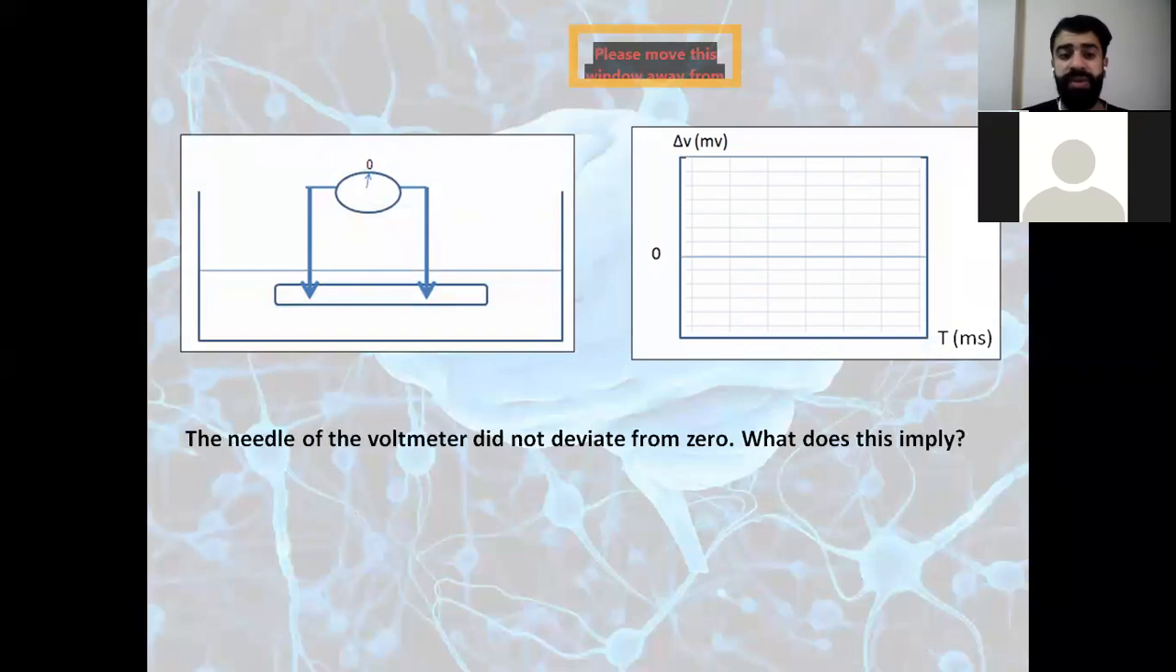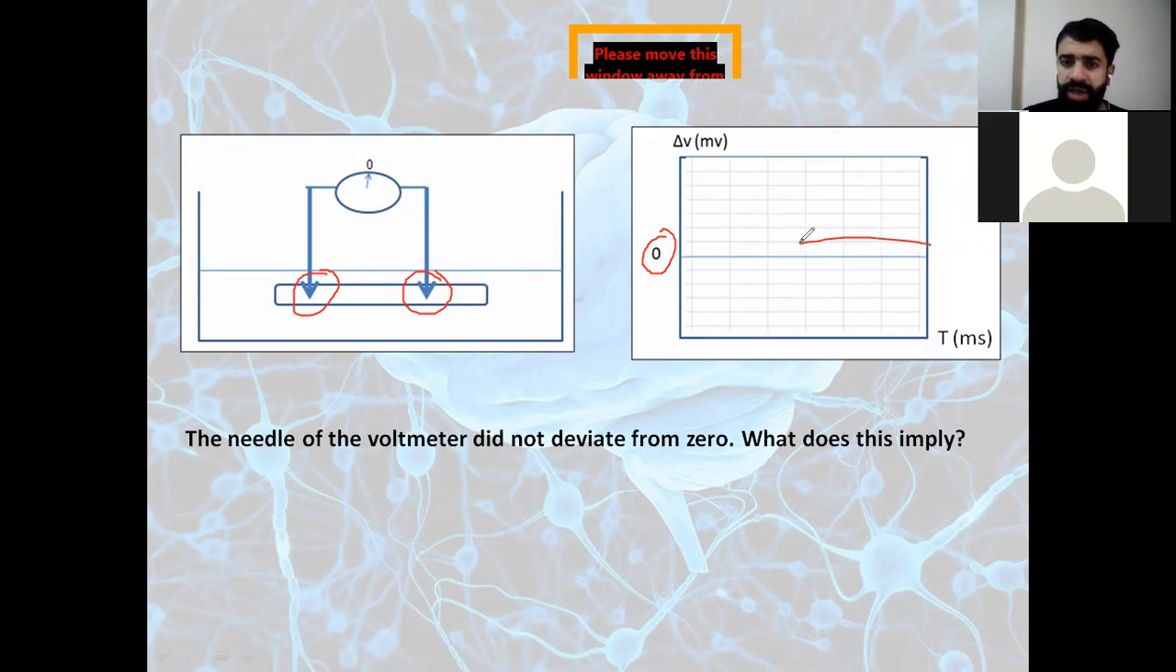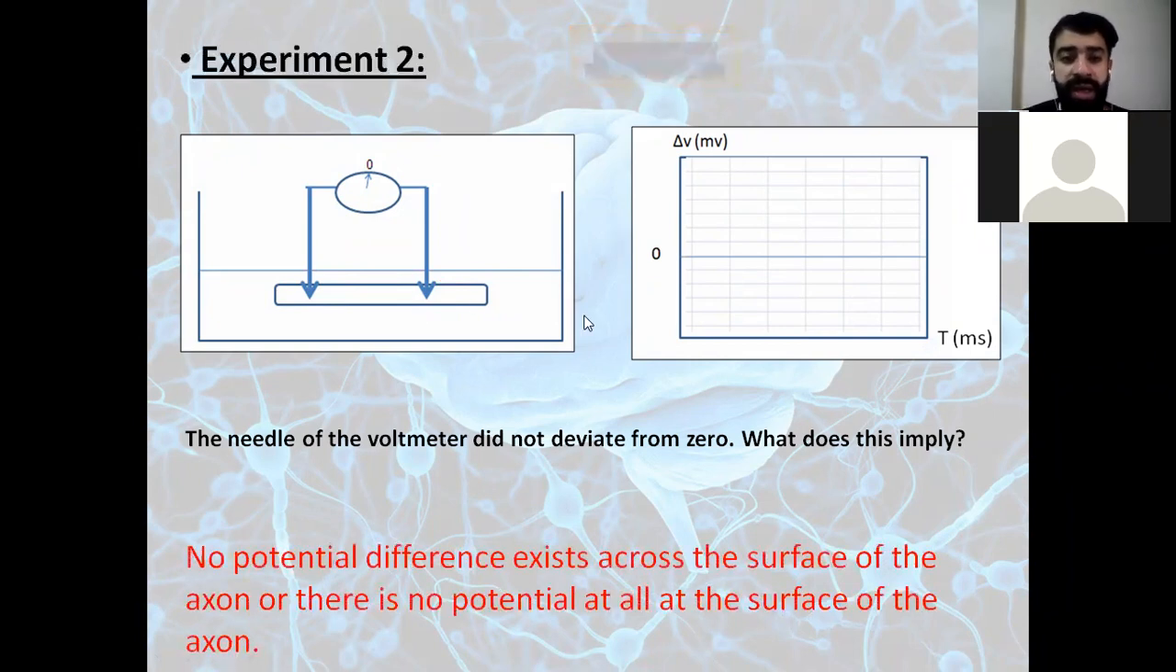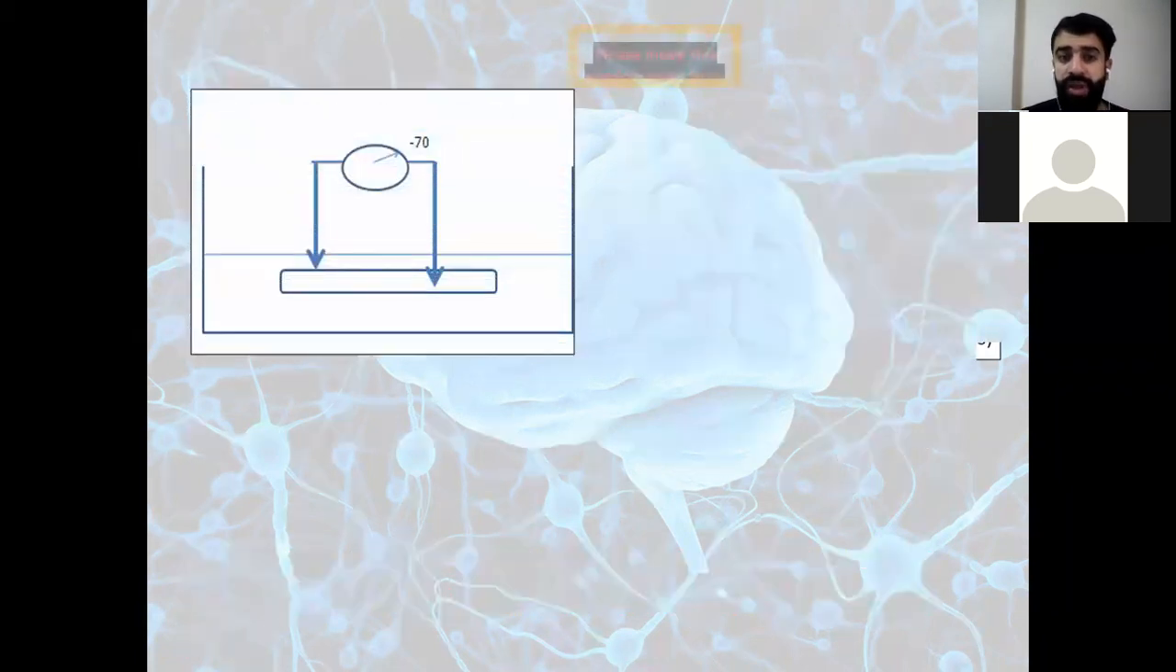In the second experiment, the needle of the voltmeter also did not deviate from zero. Why? Because both of them are placed inside the axon, in the internal medium. And the delta V remains at zero, as shown here. So there is no potential difference in the internal medium, while both needles are placed on the internal side of the axon.